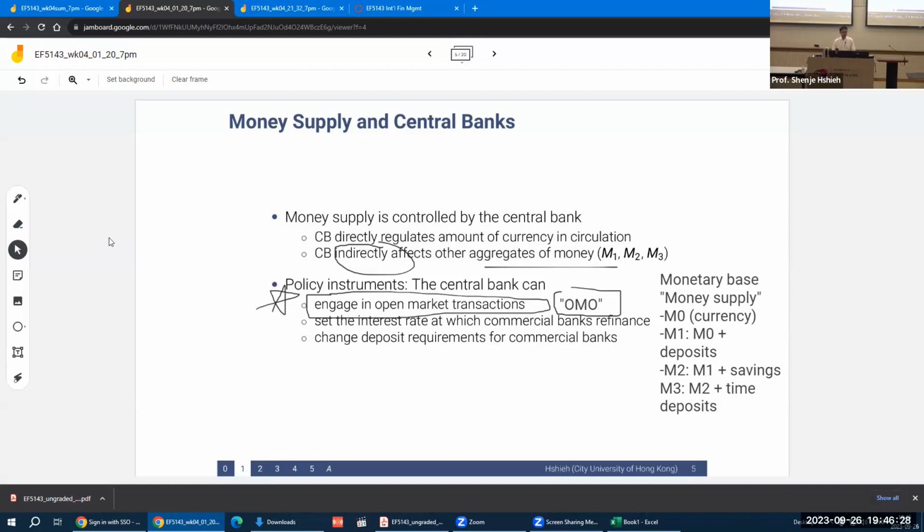All right, so comments, questions. When I go through today's class, the key thing I hope everyone can get out of today is to understand how OMO works, what that looks like on the balance sheet, how that influences bond prices, how that influences bond yields, and how that ultimately changes UIP and the spot exchange rate.